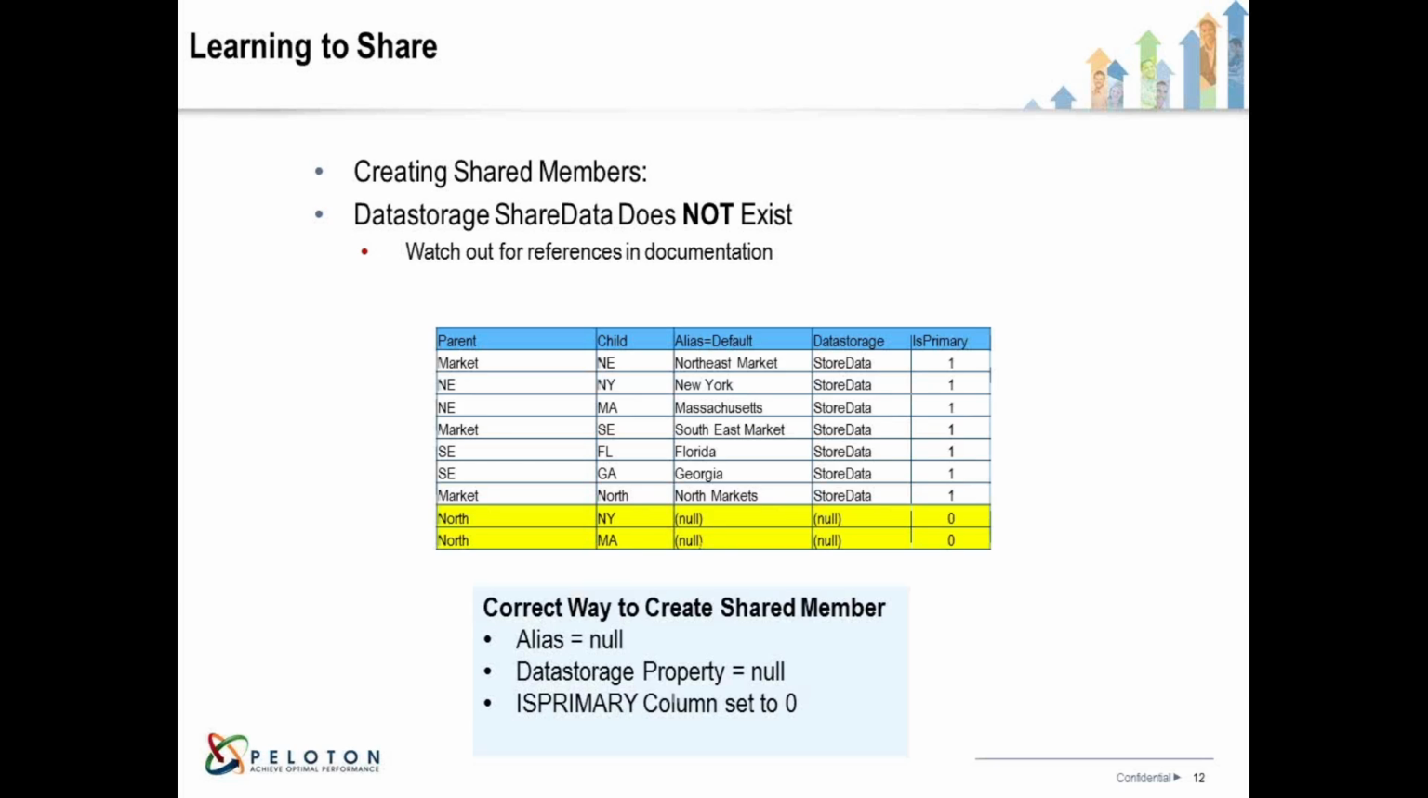The correct way to do it is to set your alias equal to null, your data storage property equal to null, and to use a column called isPrimary, which is going to determine whether your member is the main member in the hierarchy or a shared member in the hierarchy. So any main members in the hierarchy will have isPrimary of 1, and anything that's shared will have an isPrimary value of 0, like you can see in the highlighted rows in this table.